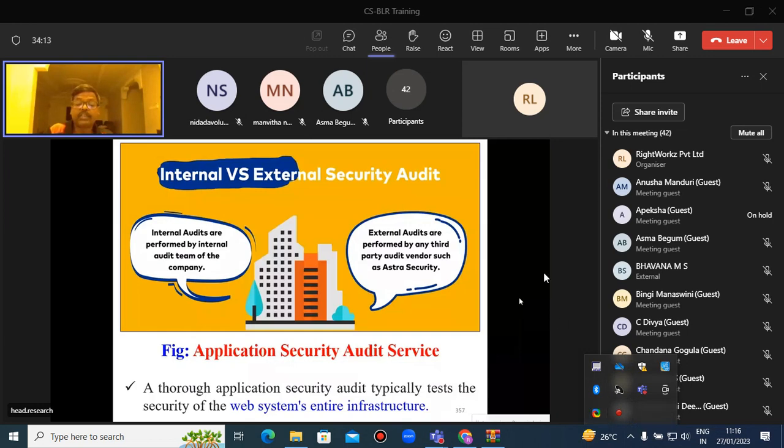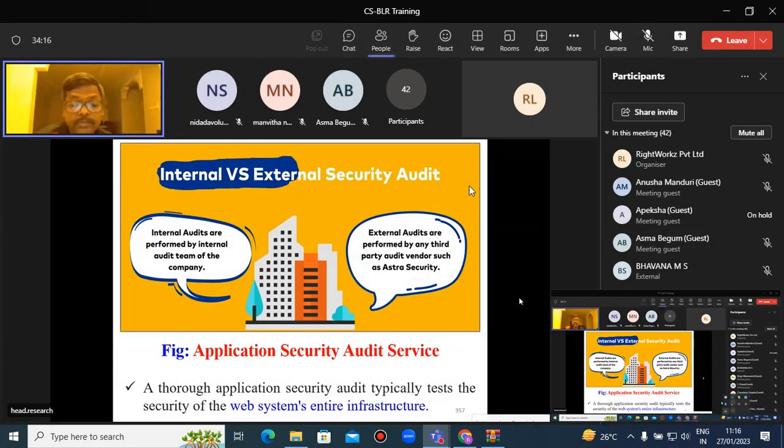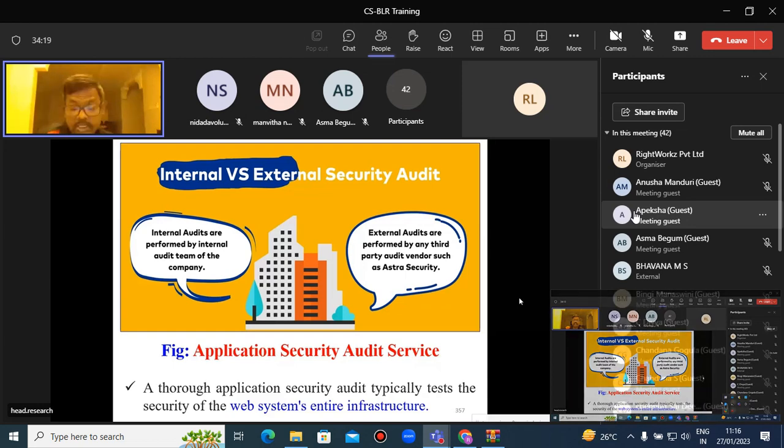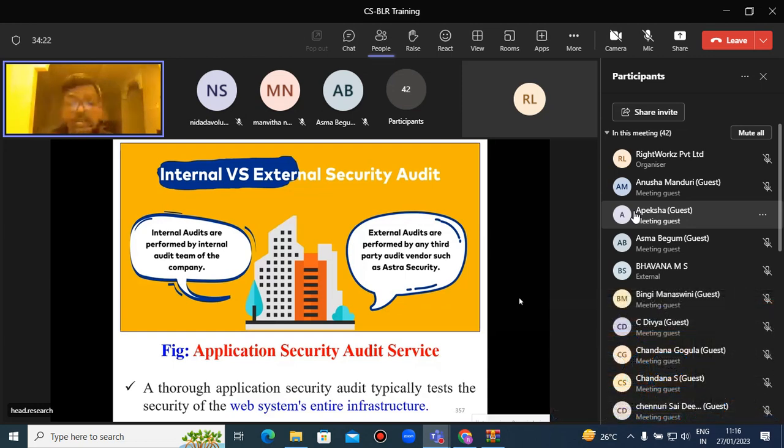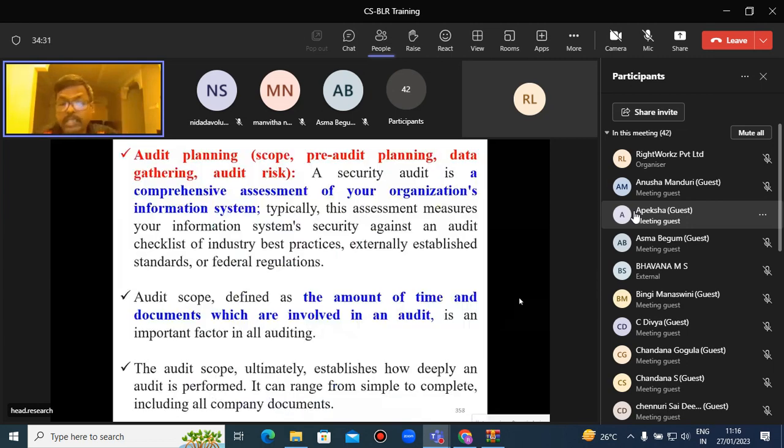What type of infrastructure you are using and how many servers or data centers you are using, in order to measure the security level of the organization or industry. In audit planning, a security audit is a comprehensive assessment of your organization's information system. It gives complete information about the organization's security, and how strong the security mechanisms are at the organization level.